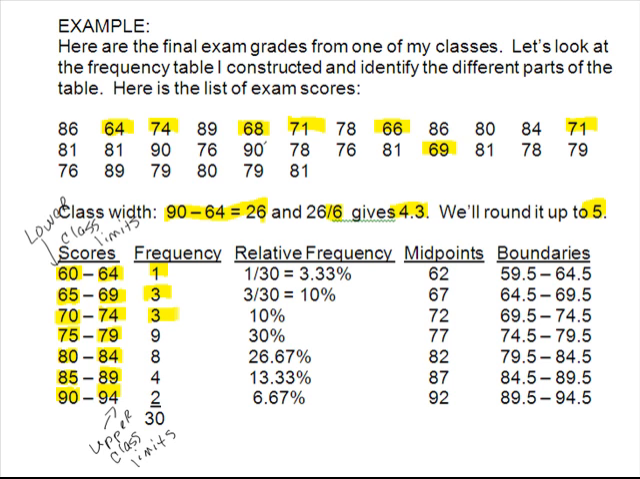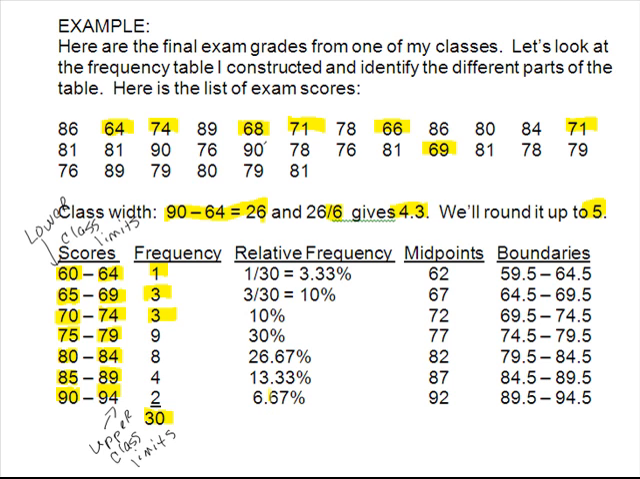Now, if I want to go on and do a relative frequency table, what I do is I total the frequencies, and there were 30 people in the class. So 1 out of 30 gives me a relative frequency of 3.3% or 3.33%. 3 out of 30 is 10%. Again, 3 out of the 30 is 10%. 9 out of 30 is 30%, and so forth. So I'm stating the relative frequencies as percentages. So if I wanted a relative frequency table, it would consist of the scores and then that relative frequency column.